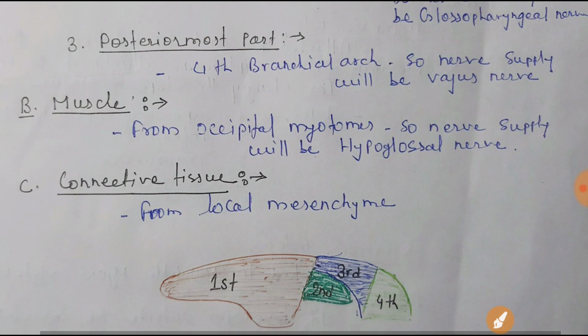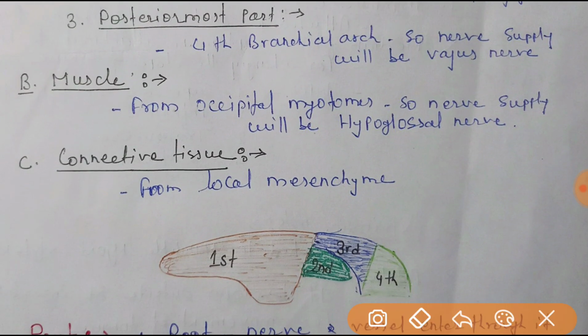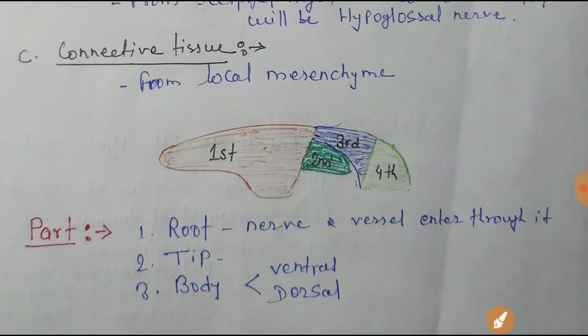The development of the muscles is from the occipital myotomes, so the nerve supply will be the hypoglossal nerve. The connective tissue of the tongue is from local mesenchyme. This is the pictorial diagram of the development of the tongue: first, second, third and fourth. Anterior 2/3, anterior 2/3, posterior 1/3 and posterior most part.